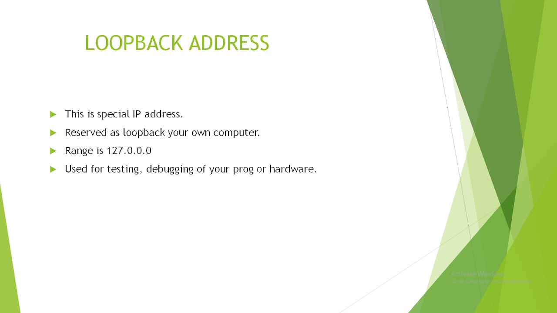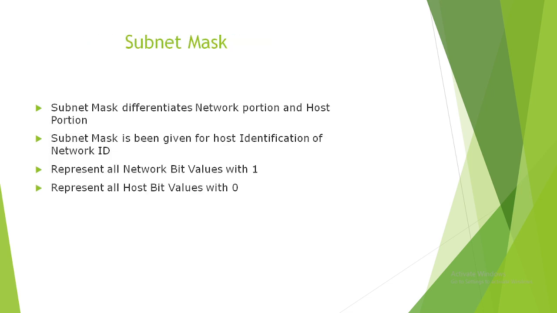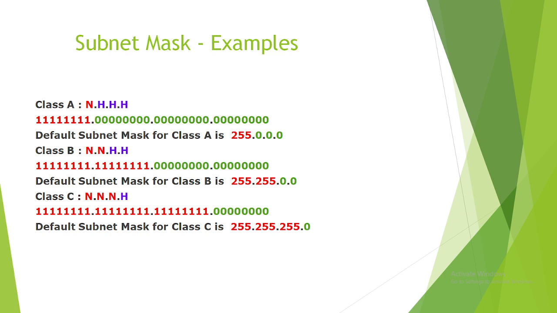What is subnet mask? Subnet mask differentiates between the network partition and the host partition. It sits between the host identification and the network ID. It represents all network bit values with 1s and all host bit values with 0s.